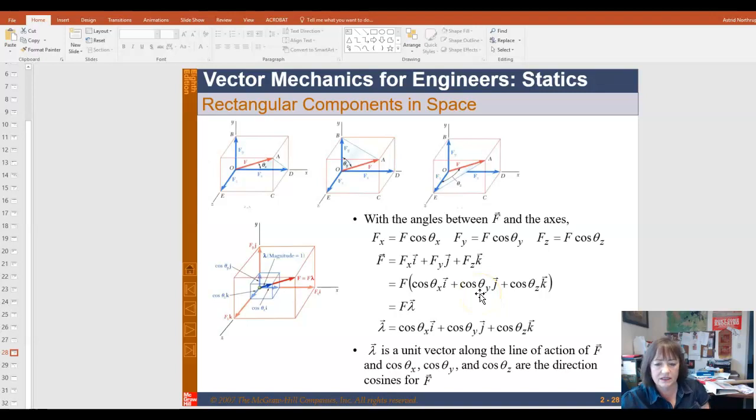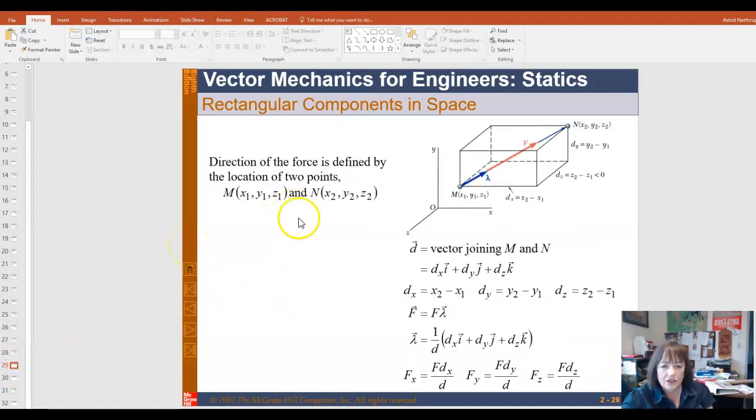Once again, we're talking about the thetas from the previous slide. And then we call this vector comprised of the cosines with each of the axes a unit vector called lambda. Lambda is a unit vector, so it has a length of 1, and it's in the direction of the vector F. So F times this unit vector, which is itself the directional cosines with each axis, called lambda. The magnitude of F times lambda will actually give you the vector description of that three-dimensional vector or force.